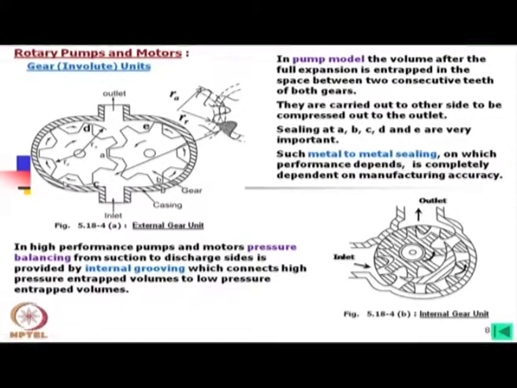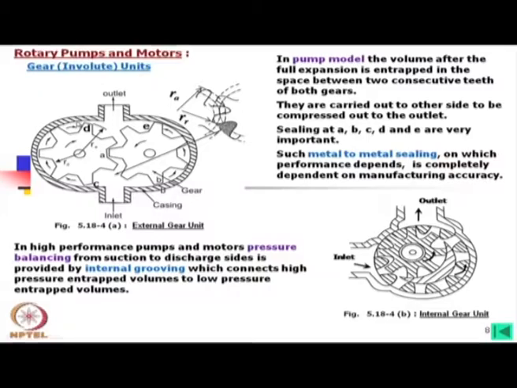Now, what happens, this volume has been entrapped here, but how much is the pressure? It was having the minimum pressure here. Only this fluid will experience the high pressure when it comes to the outlet side. So, in this zone practically the pressure is very small and suddenly it is being exposed to a very high pressure zone. Then what will happen? There will be a huge amount of leakage. Also there will be force imbalance. To balance this, what is done?